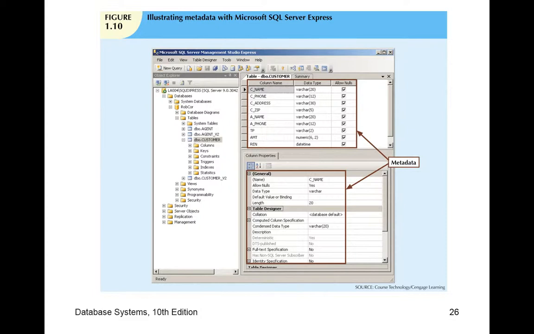This is Microsoft SQL's version of SQL Developer. All right. The key here is what it's showing us is metadata. And all that really is in a database is what's the attribute's name, what's the data type, and if it can be null or not.